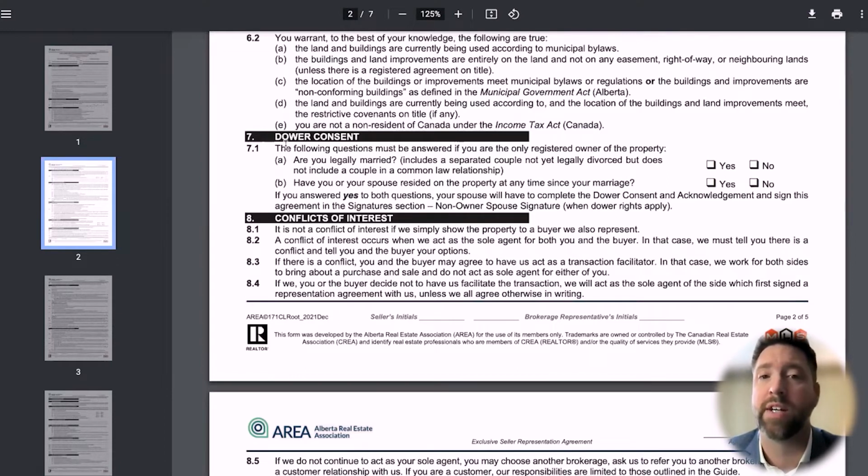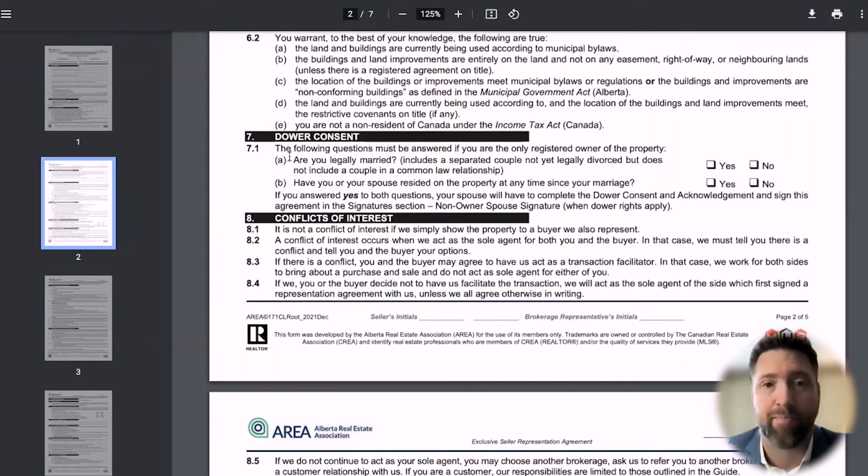The first one here is Dower consent. The following questions must be answered if you are the only registered owner on the property. For our purposes, we're just looking for one individual on title. If there are 2 individuals, this section is not applicable. We don't put anything in here, even if they're married or they live in the property. We're not going to put yes, yes, if there are 2 names on title. I'll explain that in a second.